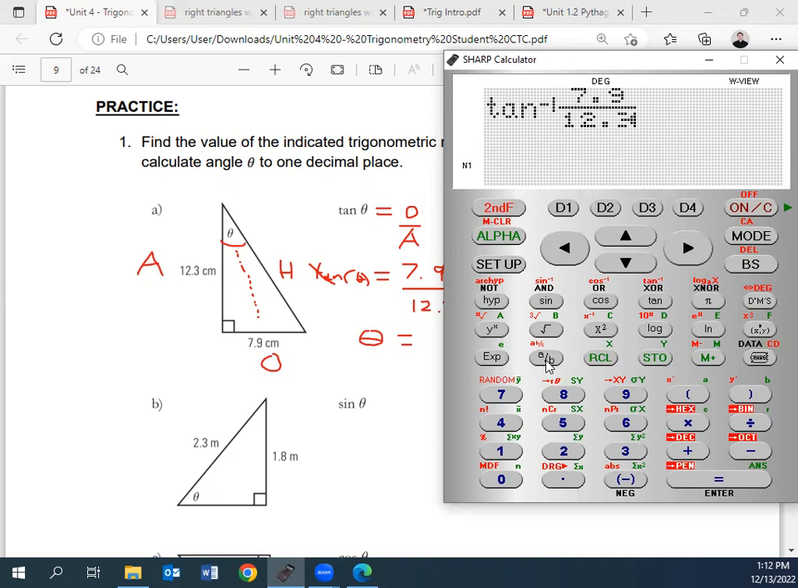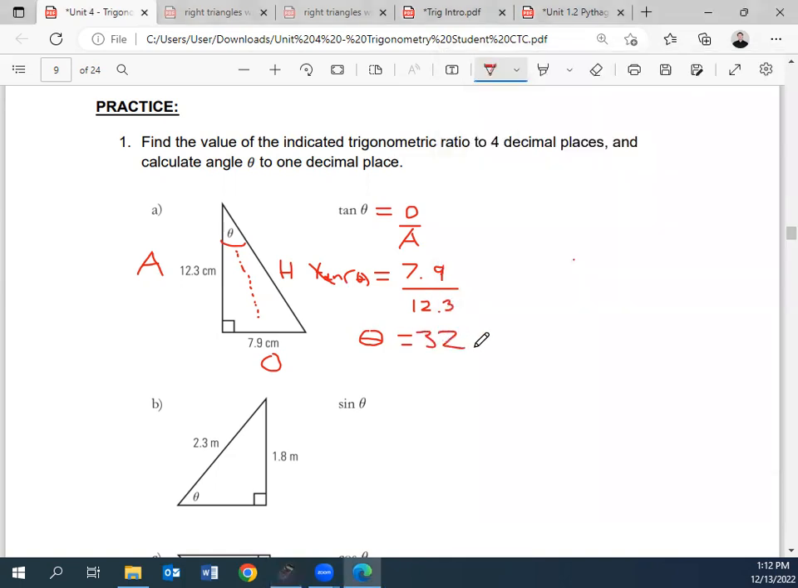And then equals, and you should get this. Did you get that? Yep. Perfect. So the angle is going to be 32.71 degrees there. That makes sense? Yeah. Cool.